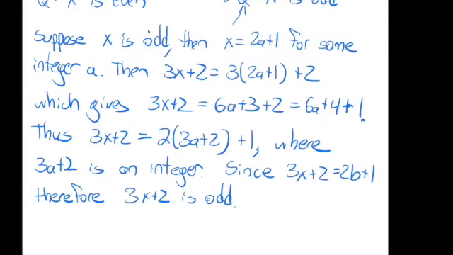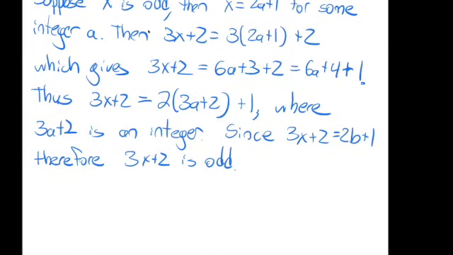And then for my conclusion, I just said that we've shown that if x is odd, then 3x plus 2 is odd, and therefore if 3x plus 2 is even, then x must be even. Yep, that's nice.